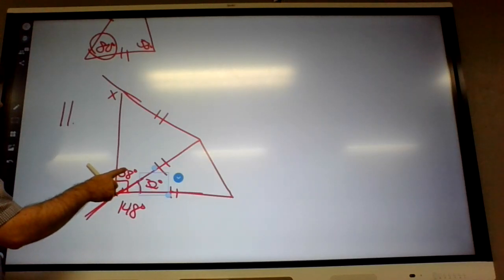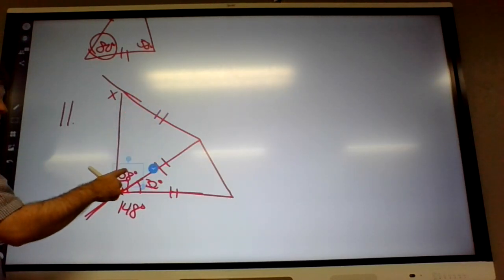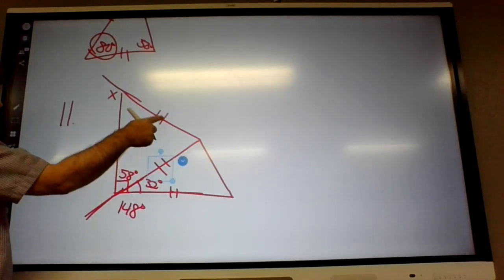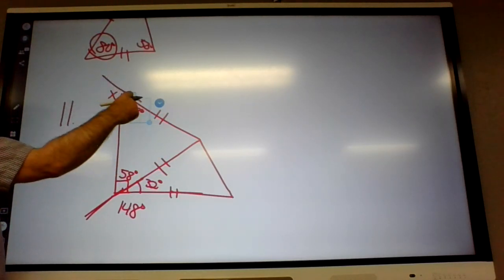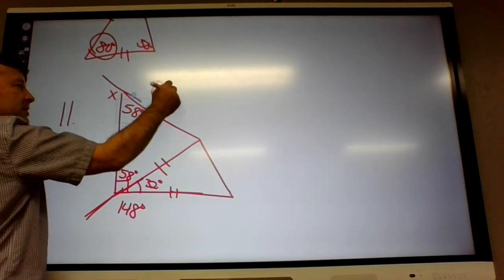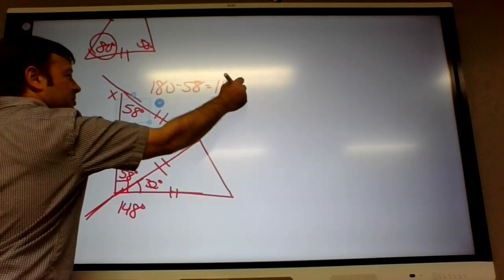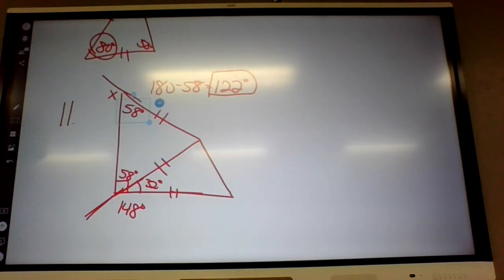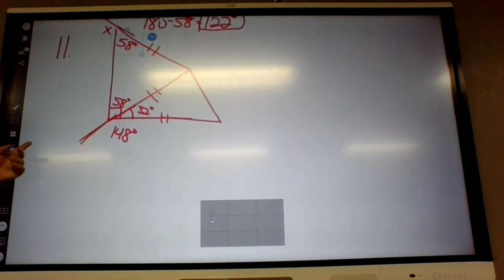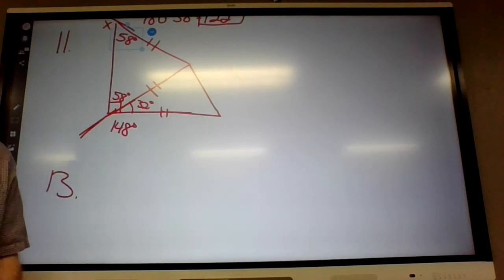This is 58. What else is 58? That one. Because this is an isosceles triangle. Base angles are 58. Right, together they make a straight line. 180 minus 58 is 122. Kind of ramped up in difficulty, didn't it? On number 9.